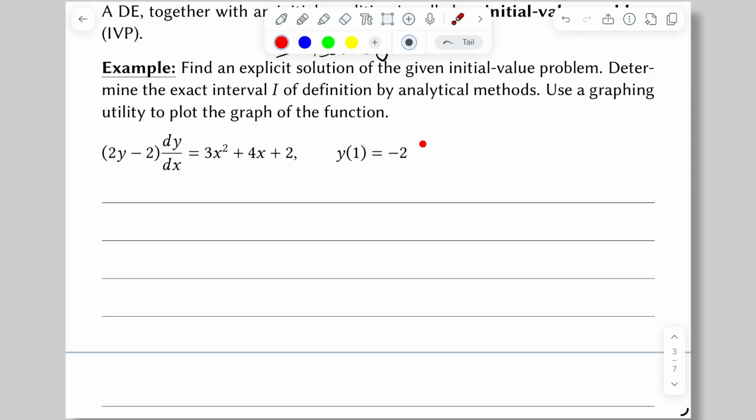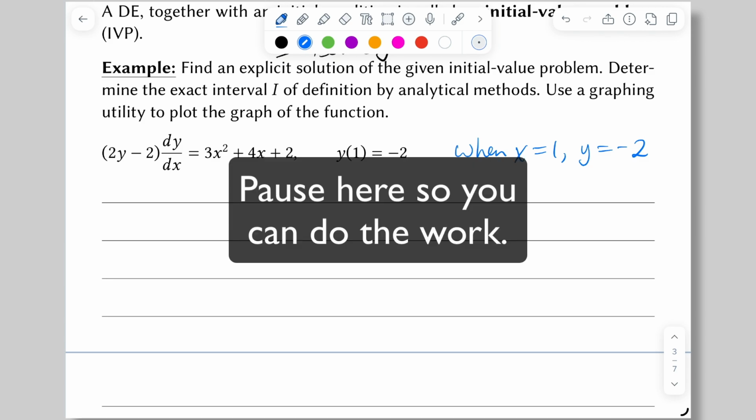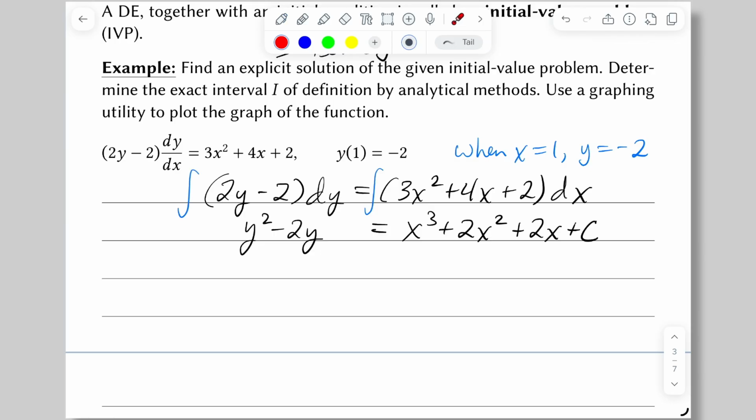See if you can apply the initial condition. It's y of 1 equals negative 2, and it just really means when x equals 1, y equals negative 2. And then come back, see how you did. I didn't get very far, but I wanted you to see how I handle some nuances here.